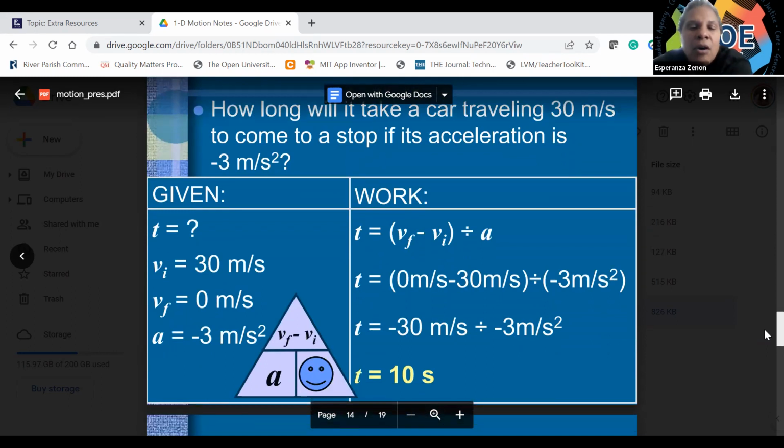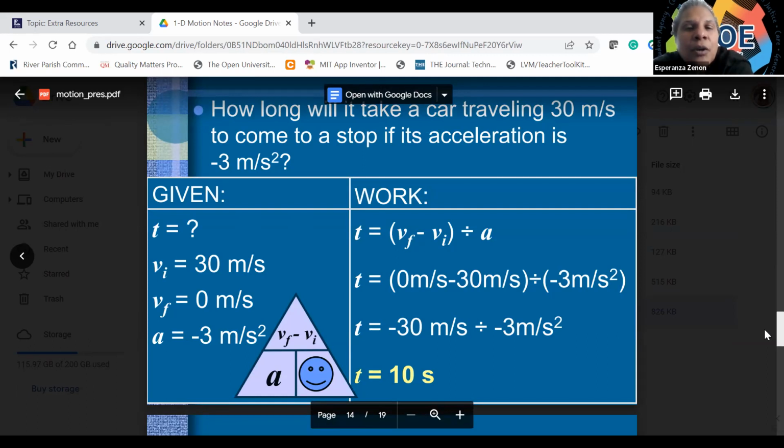Says, how long will it take a car traveling 30 meters per second to come to a stop if its acceleration is -3 meters per second squared? Well, I know what's happening to this car. Somebody hit the brakes and the car is slowing down. So my acceleration has to be -3 meters per second squared.